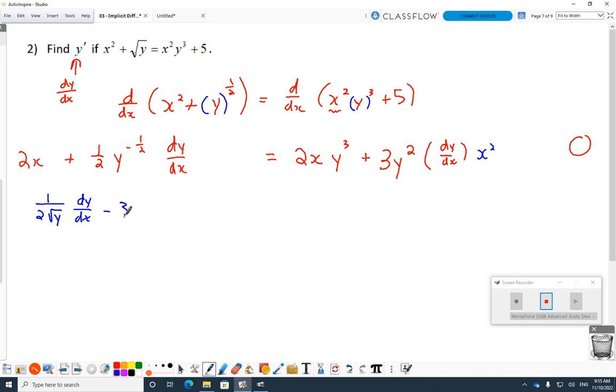Minus 3x squared y squared dy by dx equals 2xy cubed. Oh, I don't like how I wrote that. That was awful.